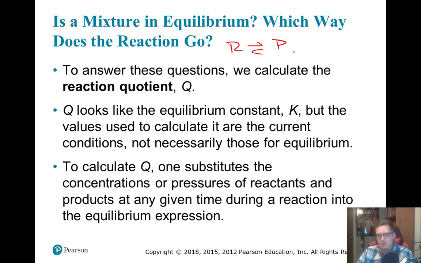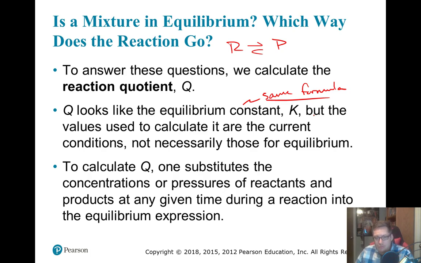It would be really nice to be able to predict which side our reaction is going to go based on our starting conditions. In order to do that, we use our reaction quotient. The reaction quotient is this capital Q, and it looks like the equilibrium constant K, meaning we use the same formula as we do for K. But instead of using the values at equilibrium, as for K, for Q we just use whatever the current conditions are, whether they be initial or somewhere in the middle. So our Q value is going to be some other value.